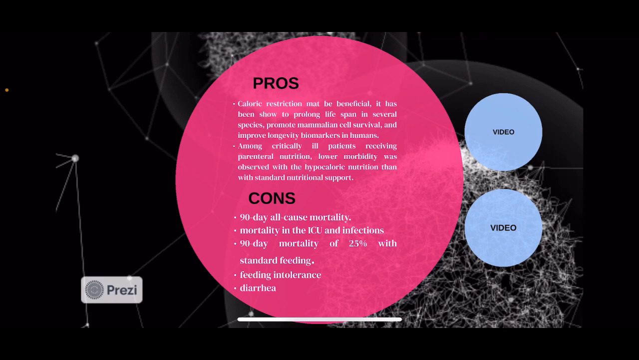The cons are 90-day all-cause mortality in the ICU, and infections in the ICU. 90-day mortality of 25% with standard feeding. On other occasions, it causes feeding intolerance and diarrhea. And the other benefits and cons we'll see in the video.